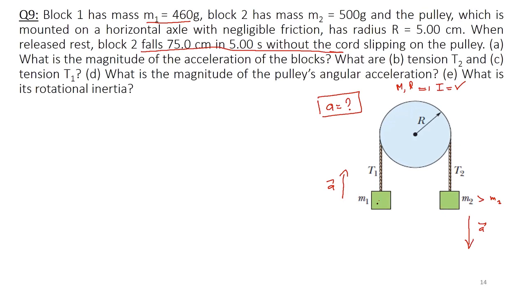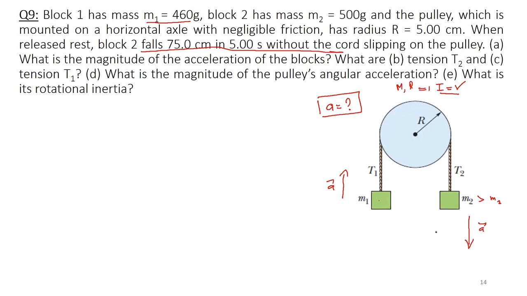I have two blocks of mass M1 and M2, and they are attached using a cord, which is unstretchable and massless, and using a pulley. Now the pulley is not massless. The pulley has a mass and a radius, so it has a moment of inertia. So the first question that I'm asking you is, what is the linear acceleration of this block? This block is moving up, this block is moving down. Of course, the magnitude of the acceleration will be the same. What is that magnitude of acceleration?